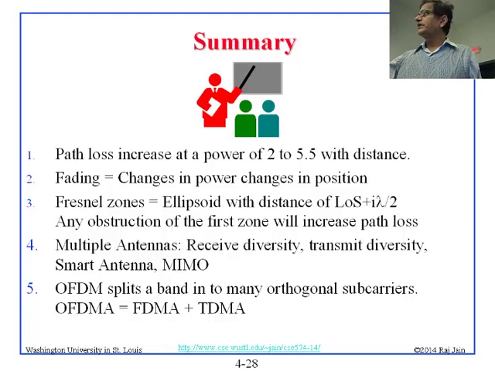And then we talked about multiple antennas. So you could have receiver diversity, transmit diversity, you could have smart antennas, which are basically beam forming, and you could have MIMO. Then we talked about OFDM. So that adds to our list of TDMA, FDMA, and CDMA. Now we have OFDMA. And OFDMA means that we draw those rectangles.